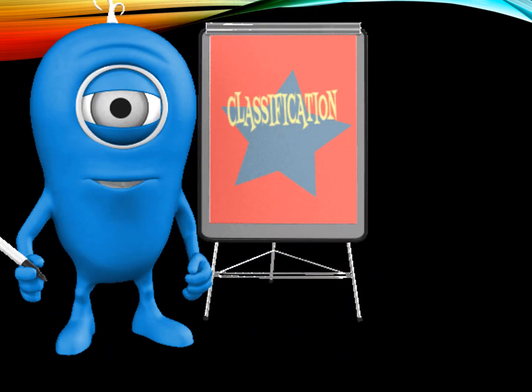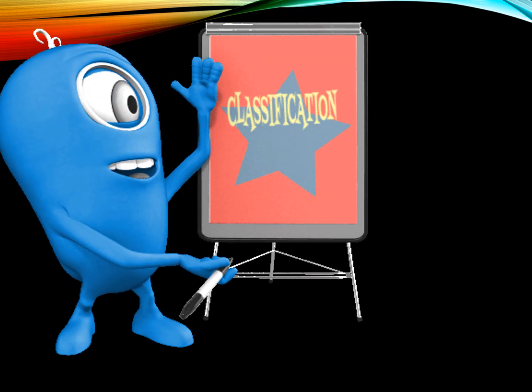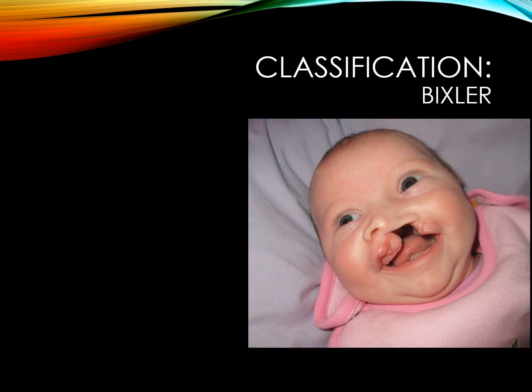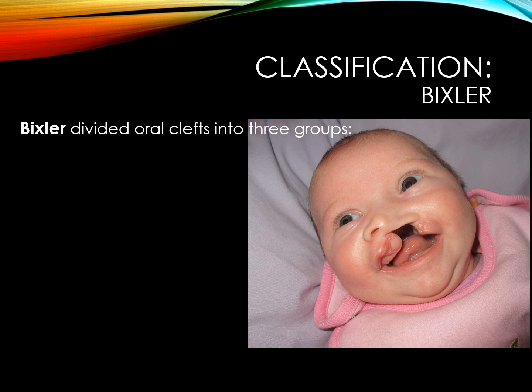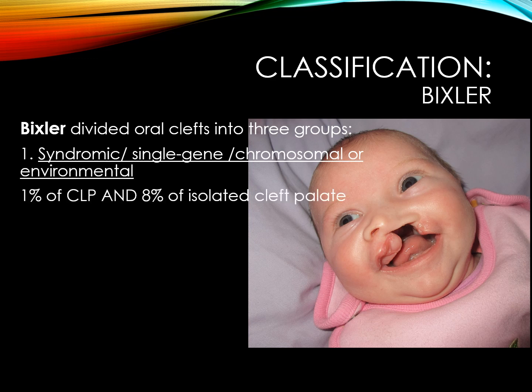Now let's talk about classification of lip and palate clefts. There are many different classifications according to different authors. Let's begin from the Bixler classification. According to this classification, Bixler divided oral clefts into 3 groups. First group, syndromic, single gene or chromosomal or environmental. It is 1% of cleft lip and palate and 8% of isolated cleft palate.